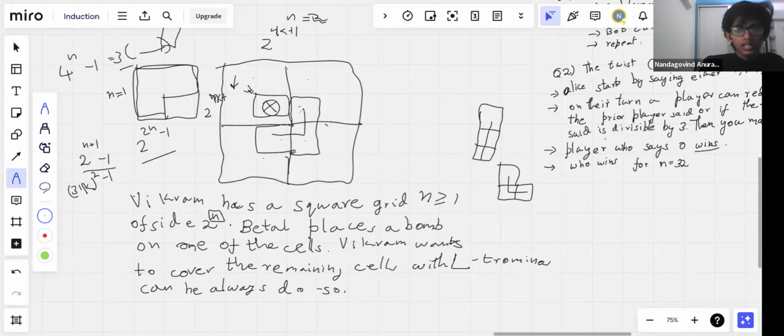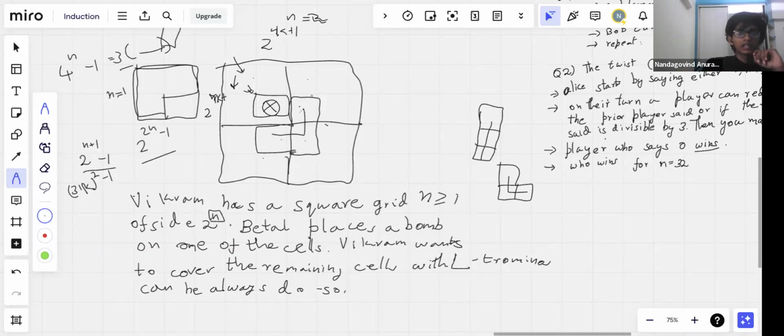So does it make sense if I say that the 2 to the power k plus 1 grid can be divided into 4 grids, each of size 2 to the power k? Yes. Okay, and the bomb is going to lie in exactly one of these grids, right? Yes. Right. So without loss of generality, I'm just going to assume that it is the top left grid. Otherwise, I'll just rotate the entire thing by whatever angle is needed such that it lies in the top left grid.